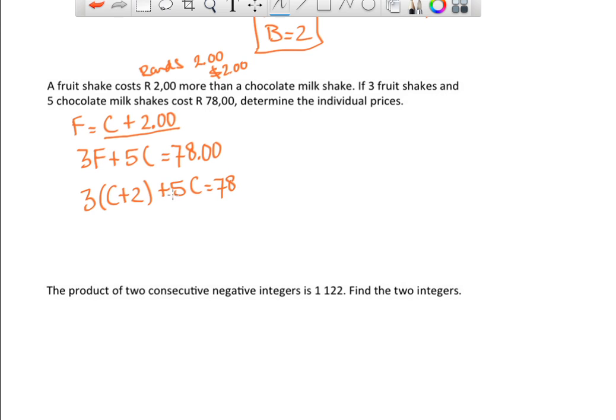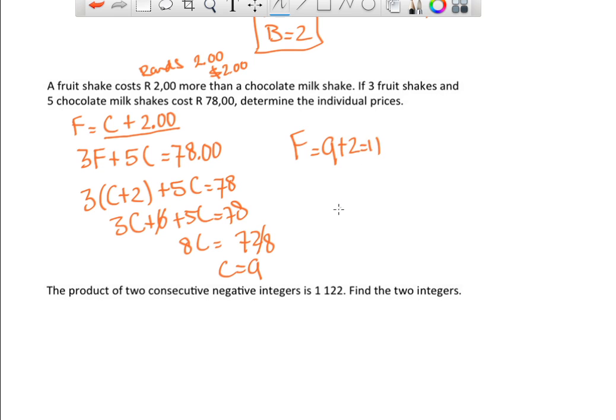I'm just going to drop the decimals. So that's 3c plus 6 plus 5c is 78. The 6 should go over here, so that's 72. And it means that 8 chocolate shakes cost 72, so 1 costs 9. And that means that the fruit one is 9 plus 2, which is 11. Okay?